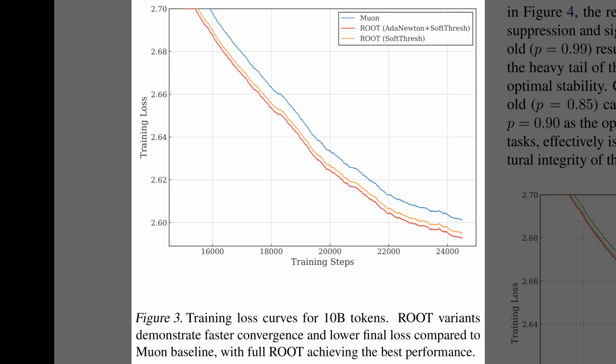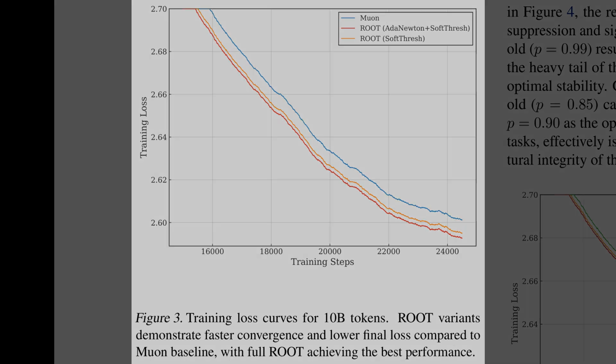Alright, Figure 3 connects that improved orthogonalization to real training progress. The plot tracks training loss over 10 billion tokens, with the Muon curve on top and both Root variants consistently below it. The orange curve, which uses only soft threshold outlier suppression, already converges faster than Muon because it stabilizes noisy gradients. The red curve, which adds dimension adaptive orthogonalization, goes lower still, reaching the best final loss around 2.54.